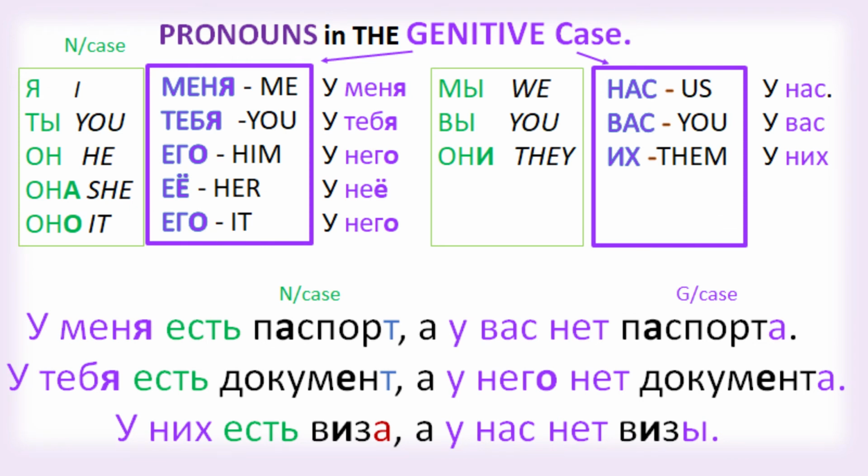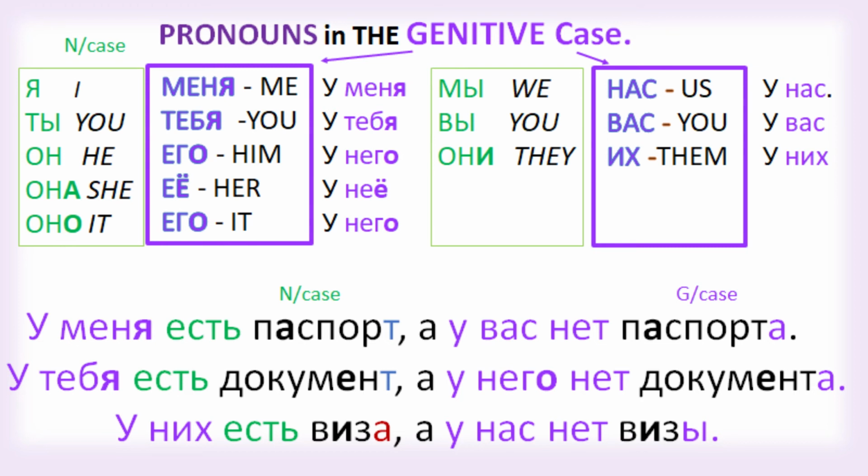Personal pronouns in the genitive case. Я, меня: I, me. Ты, тебя: you, you. Он, его: he, him. Она, ее: she, her. Оно, его: it, it. Мы, нас: we, us. Вы, вас: you, you. Они, их: they, them.